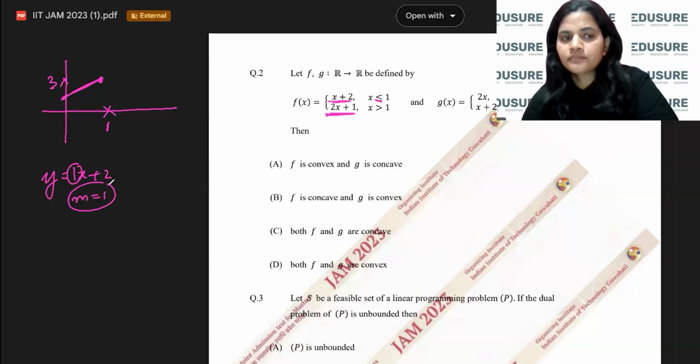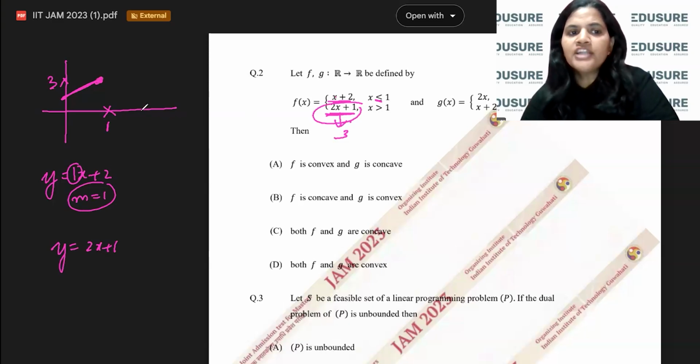The slope is 1. Now if you look at this line 2x plus 1, so y equals 2x plus 1. Obviously this is not defined at x equals 1, but if you put x equals 1 over here, I will get 3 again. So therefore there is no need to break away from this point. Now let's put x equals 2. If you put x equals 2, you will get y equals 5.